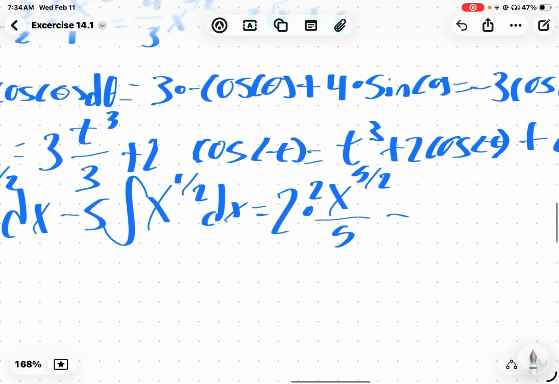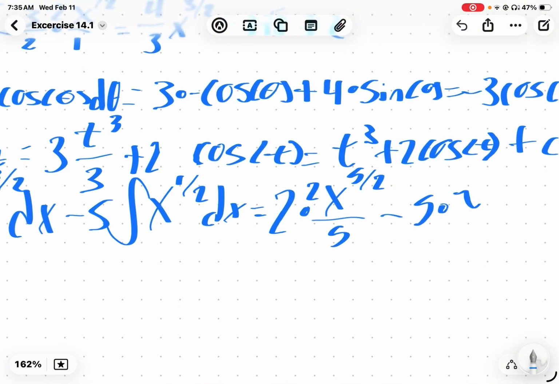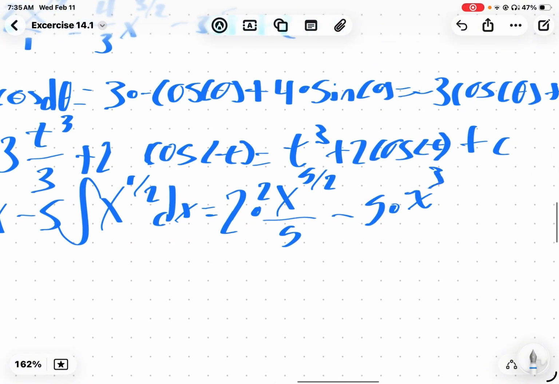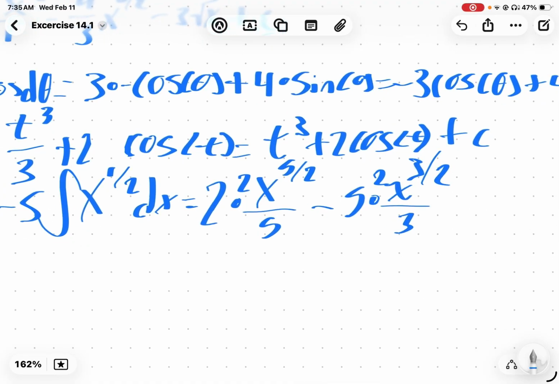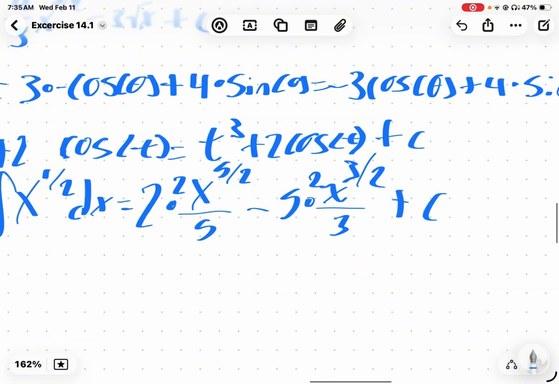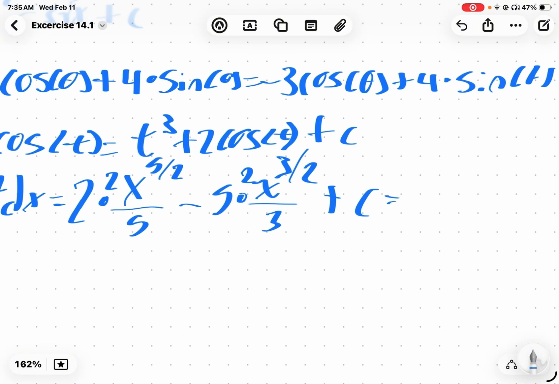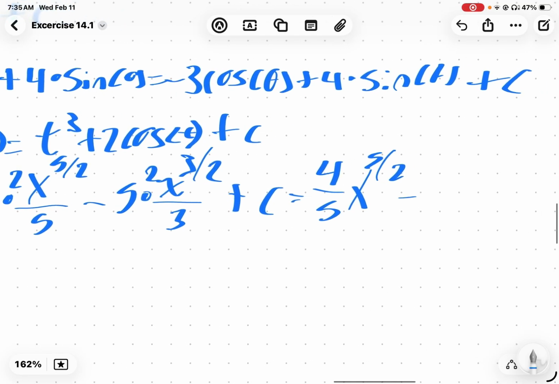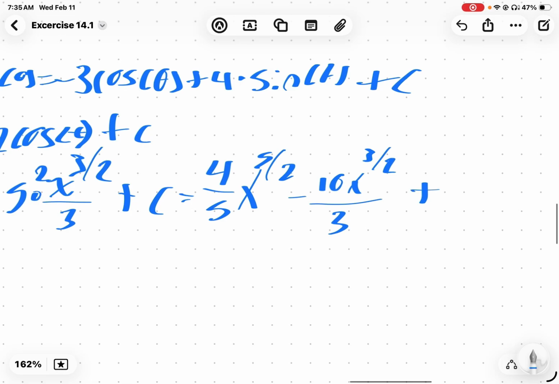And then we have minus 5 times x to the 1/2 plus 1, which is 3/2, over 3/2, which is times 2/3, and then of course plus c. So it simplifies to 4/5 x to the 5/2 minus 10x to the 3/2 over 3, and then of course plus c.